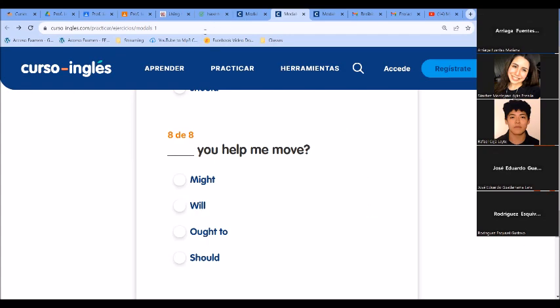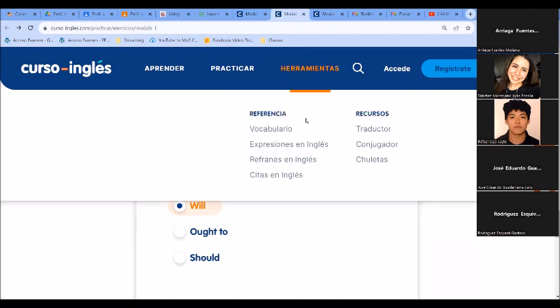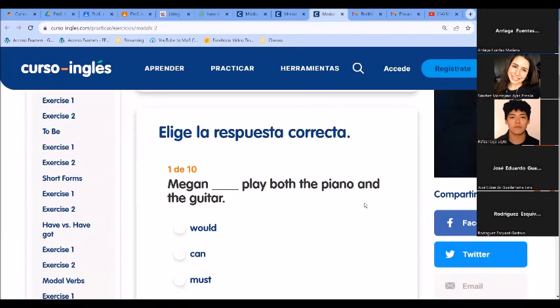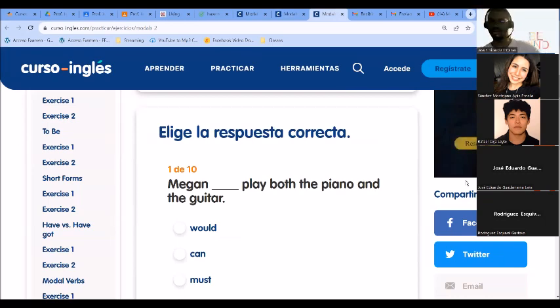Podría ser might, no. Might be, right? Here the person is asking for an offer. They are moving and they want to know if tomorrow or the next day, will you help me? Will you help me move? All right. And hopefully the person says, yes, I will help you. It's a spontaneous reaction. All right. Now let's do some more.